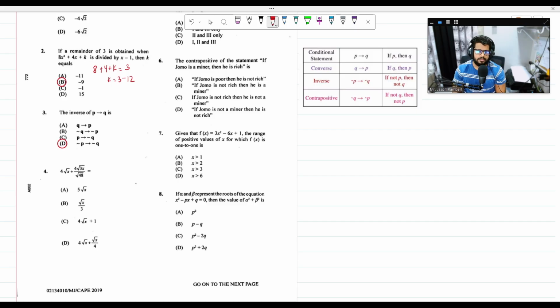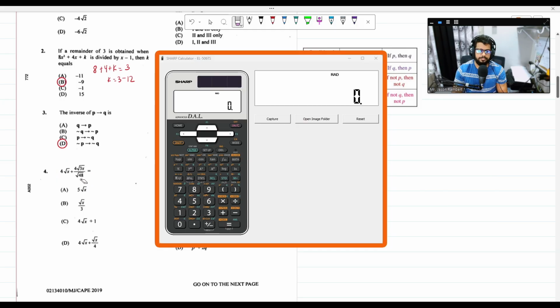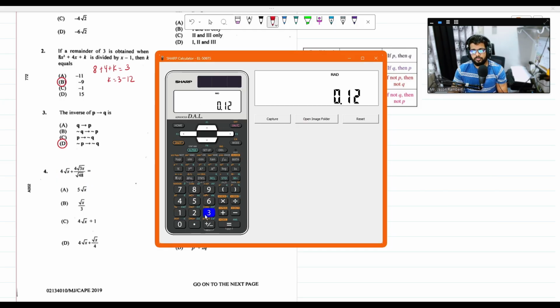4 root x plus 4 into root 3x divided by root 48 is equal to, alright, just like I did with the trigs in the last year paper 2018, I'm going to do the same thing with this. I'm going to pick a very weird obscure value of x, and calculate what this is for that particular value of x. So let me pick a brand new value of x now. Let me say x is equal to 0.123456, and I'm storing that in a.